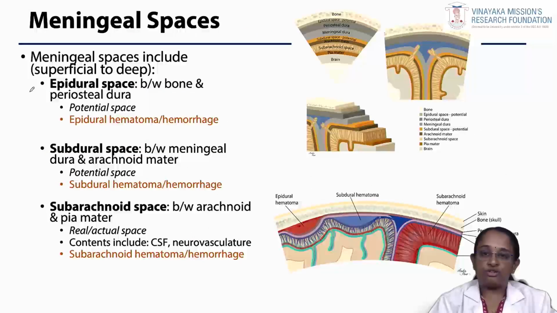Now a short revision of what we just studied, the meningeal spaces: epidural space, subdural space and subarachnoid space. From this picture you can see the epidural space, that is the space between the bone and the periosteal layer of the dura mater. Subdural space is a space between the dura mater and arachnoid mater. Then subarachnoid space is a space between the arachnoid mater and pia mater.